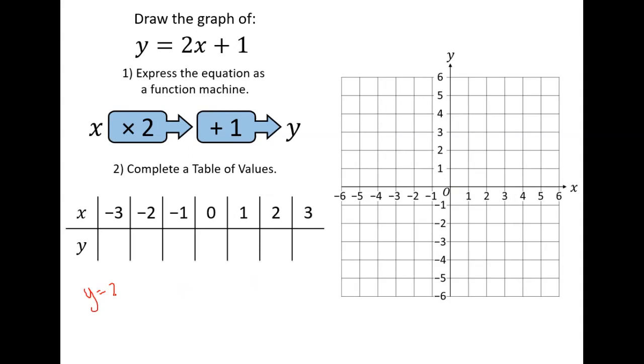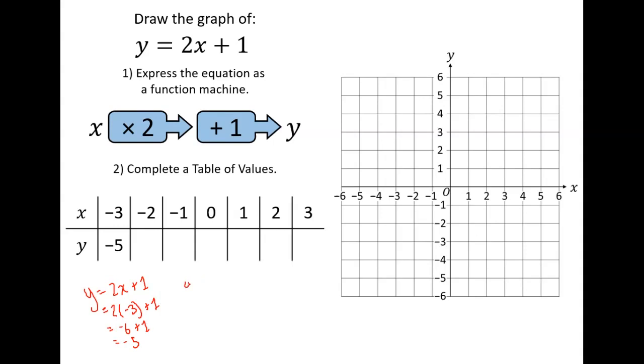What I like to do is write it out using my equation. So 2 times my x, which is -3, because I'm picking -3 first, plus 1. 2 times -3 gives me -6, plus 1 gives me -5.